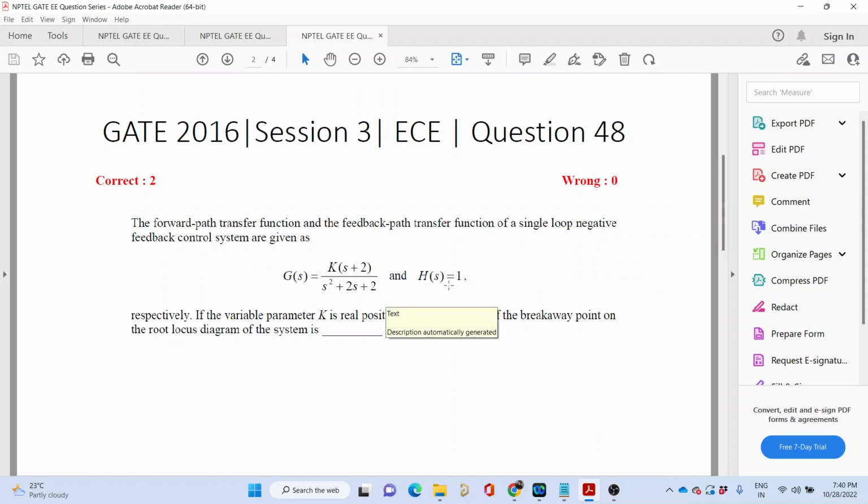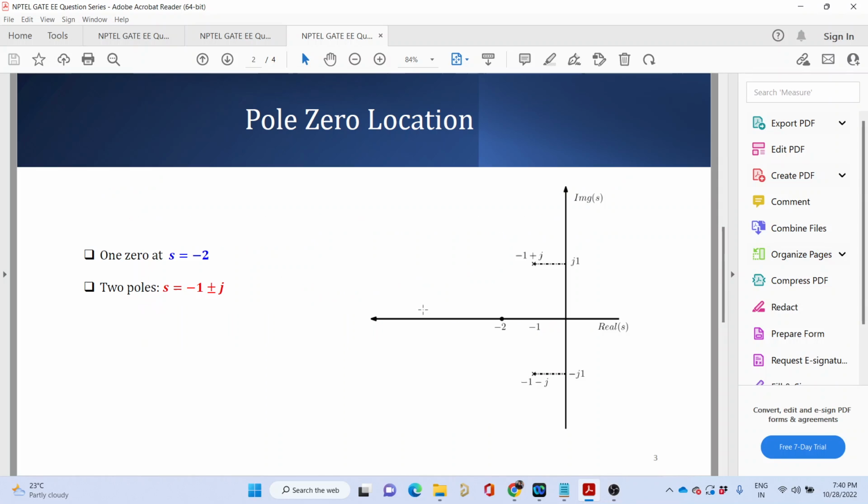Yes, sir, I just needed 1 over 1 plus G(s)H(s), and then calculating K from that by differentiating it. Okay. So let us look at the solution.